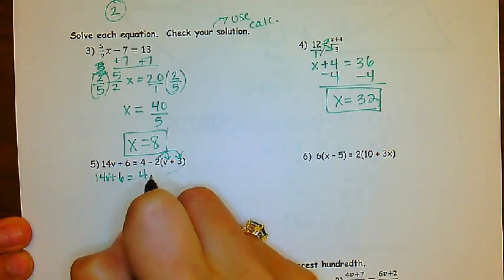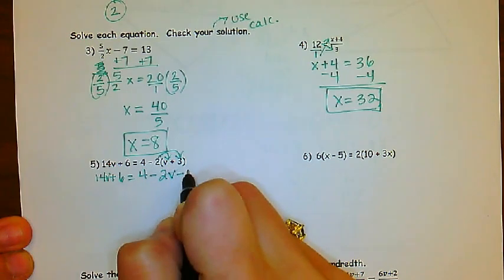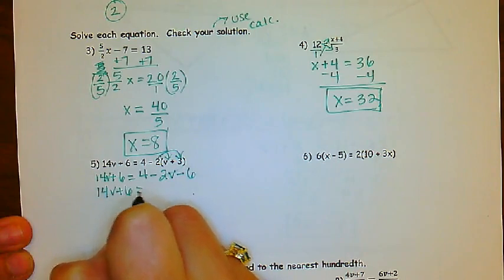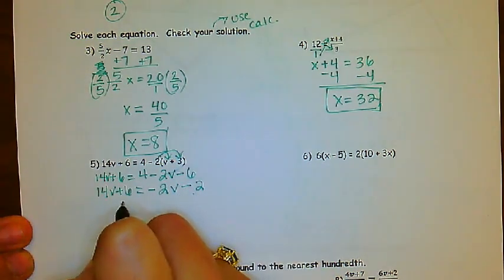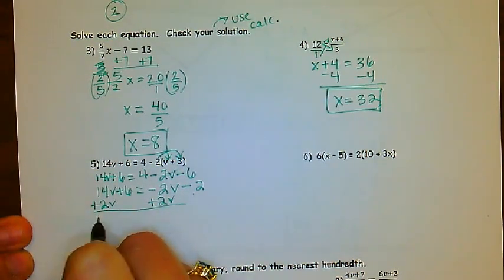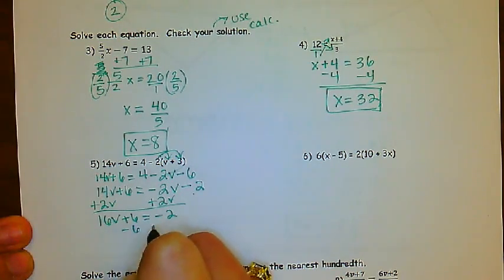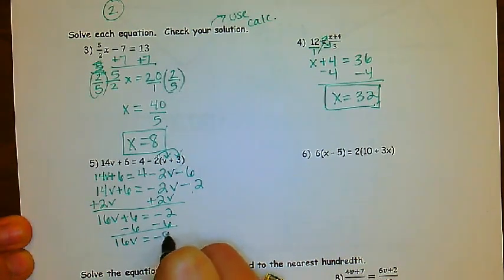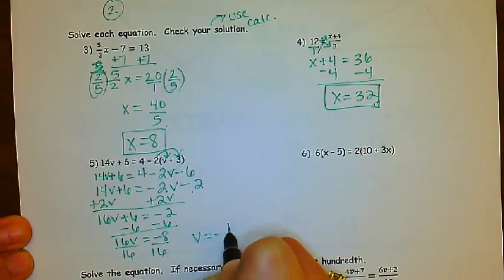Be careful when we get to here. Make sure you distribute that negative, not just the 2. We're doing a negative 2, so we get a negative 6. Okay, so 14v. Now I'm going to combine like terms on each side. So I'm going to get a negative 2v minus 2. I'm going to add 2v. So 16v plus 6 is equal to negative 2. Subtract 6. Negative 8. So v is going to be equal to negative 1/2.